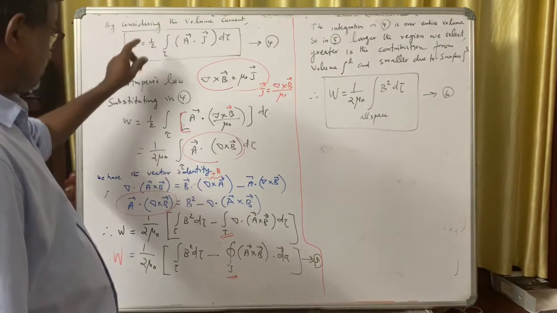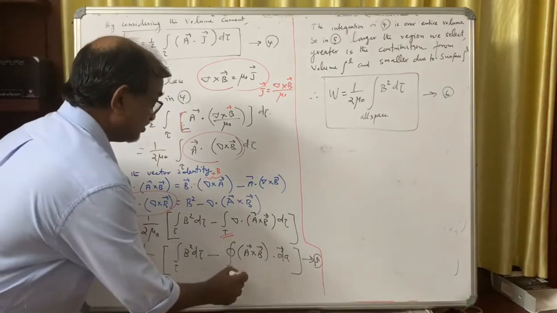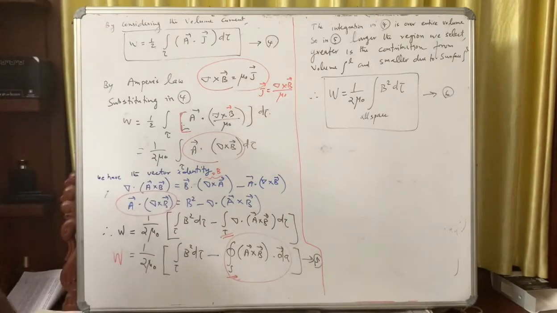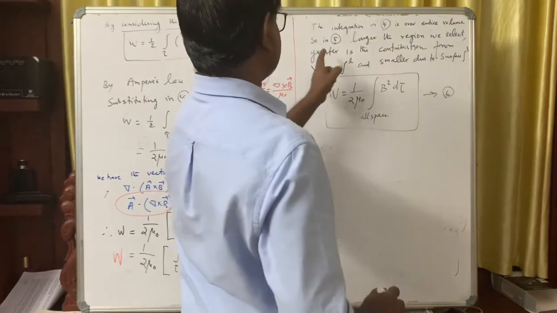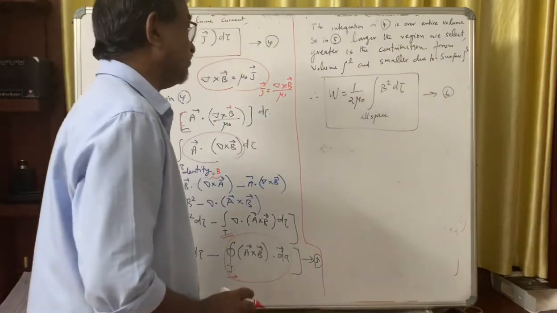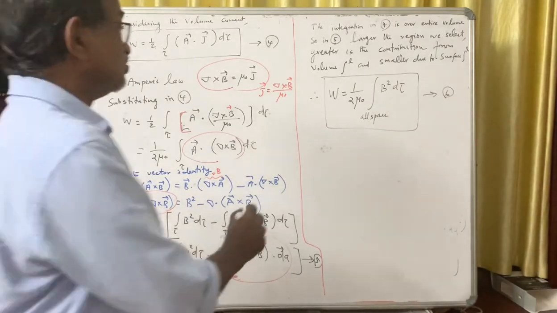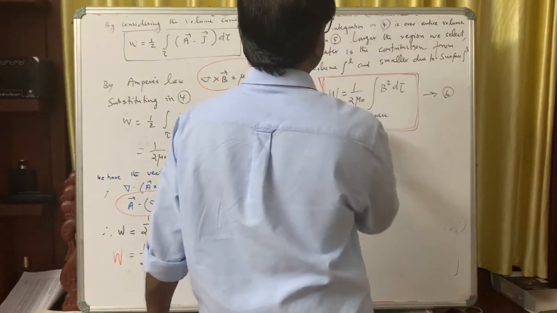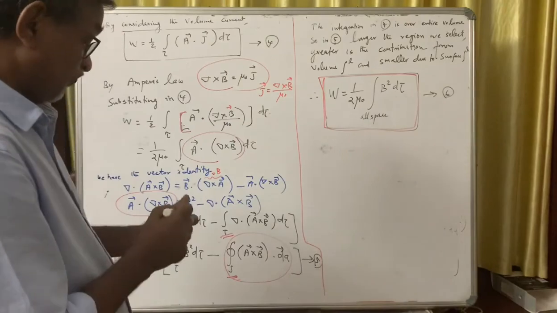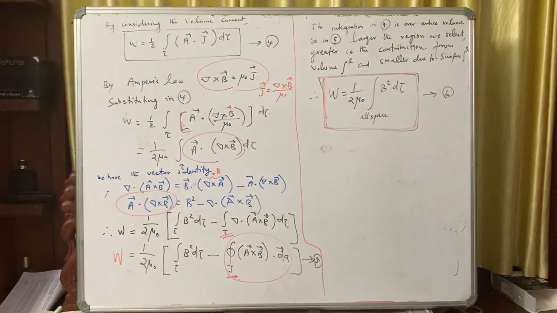So this is an all-space integral. Here the importance is for the volume integral, not for the surface integral, so we are neglecting the surface integral because its contribution is very small. The larger the region we select, the greater is the contribution from the volume integral and the smaller from the surface integral, so we are taking this part only. Finally, the magnetic field energy equation becomes W equal to 1 by 2 mu 0 times the all-space integral of B square dv.